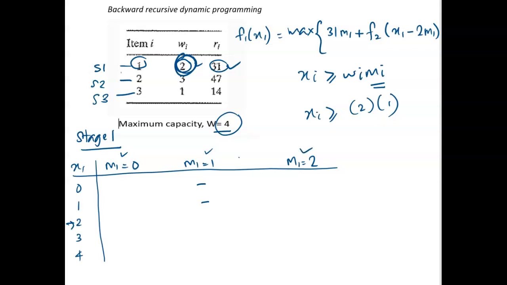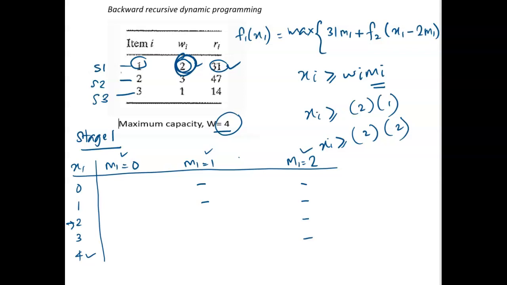Same goes here when m1 equals 2. The weight is 2 times m1 equals 2, so 2 times 2 is 4. You have to make sure that your x is greater than or equal to 4. So basically there is no value for x equals 0, 1, 2, and 3. We only start the value when x1 equals 4.